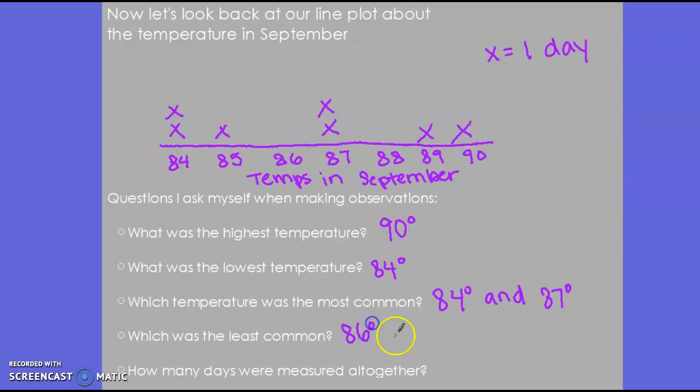So 86 degrees and 88 degrees both happened 0 times, so those happened the least amount.